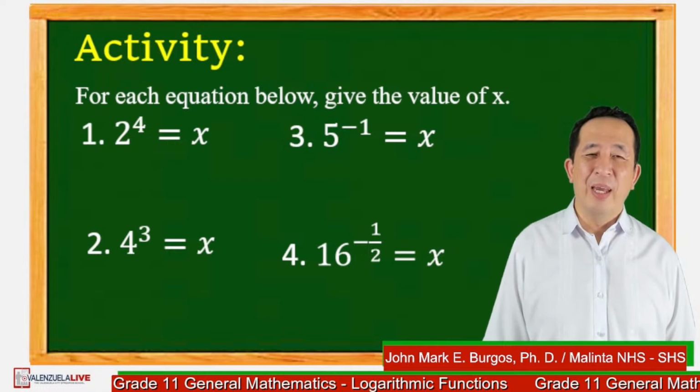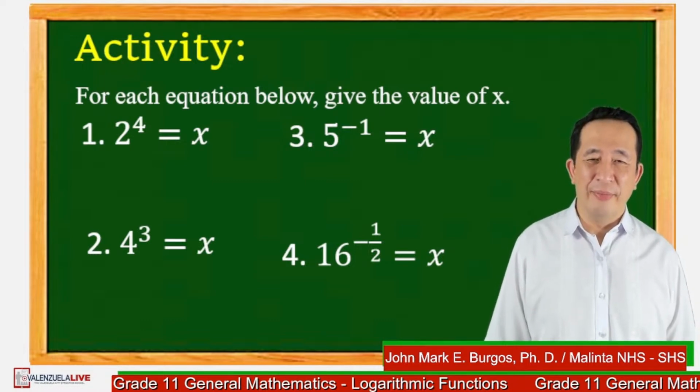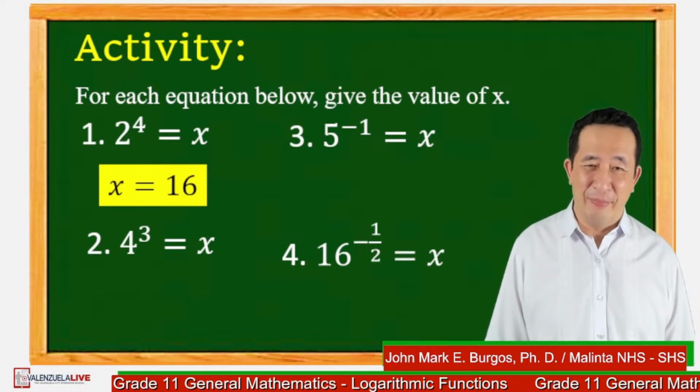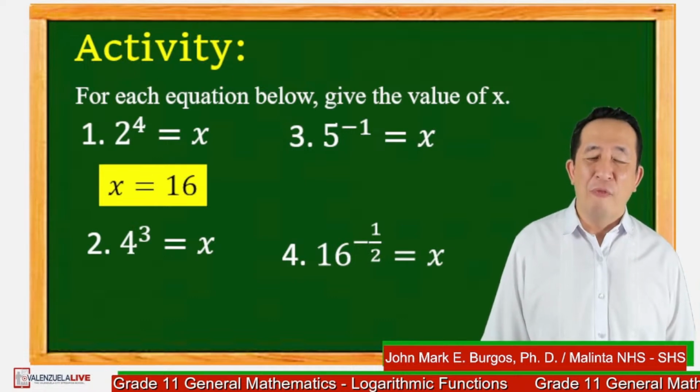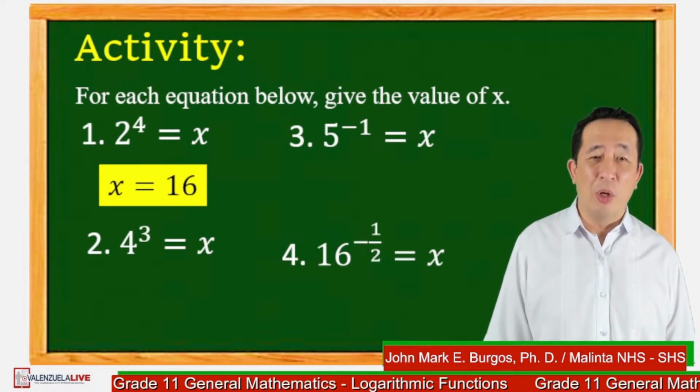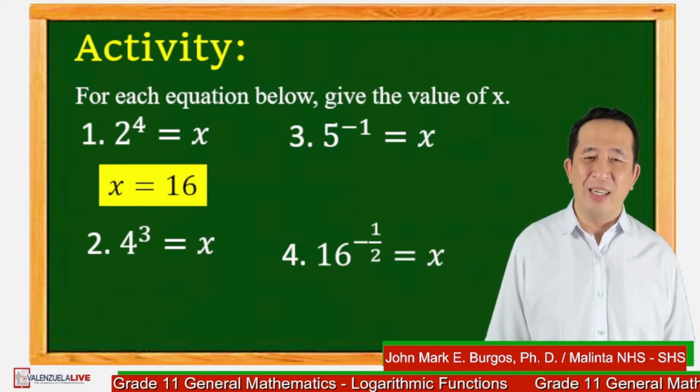Time is up. Let us answer the following questions. In the first question, we have 2 raised to the power of 4 is equal to x. If you think of the answer, x is equal to 16. Number 2, 4 raised to the power of 3 is equal to x. To solve the problem, we have x is equal to 64.